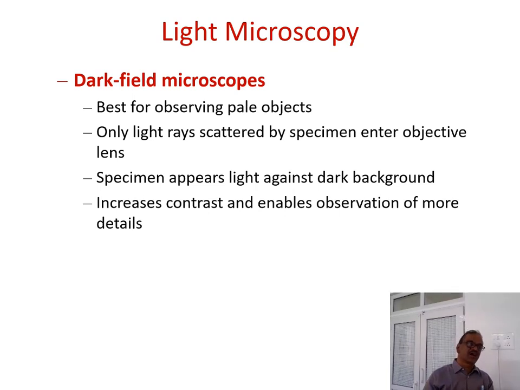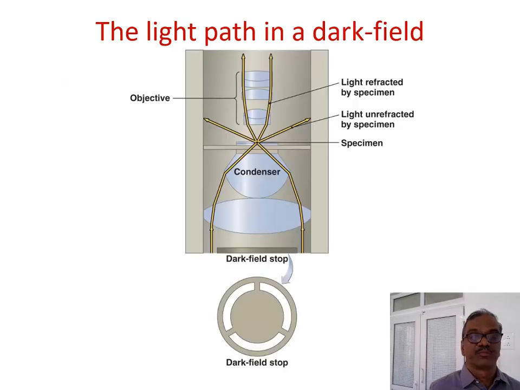Generally, what is the normal one? In dark field, only scattered light enters the objective lens, whereas in the normal one, the main light goes through the aperture and focuses on the object. The specimen appears light against the dark background, that is dark field microscopy. So it increases the contrast and enables observation of more details. So this is dark field microscopy.